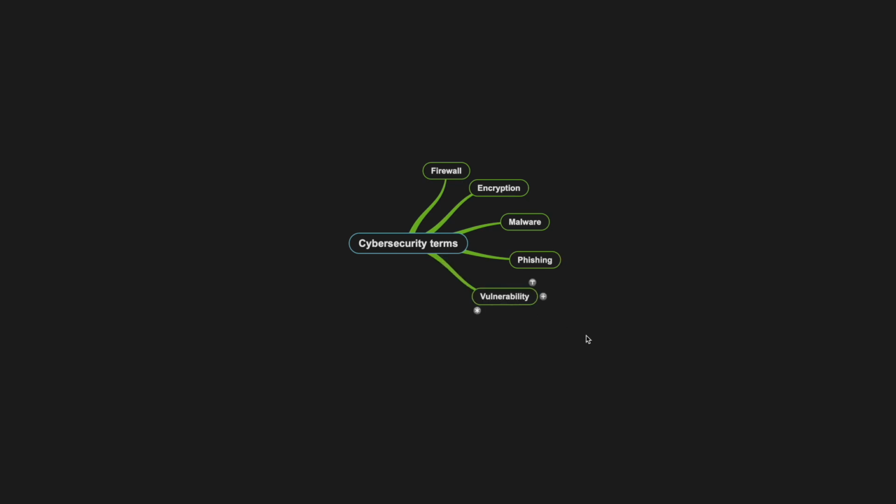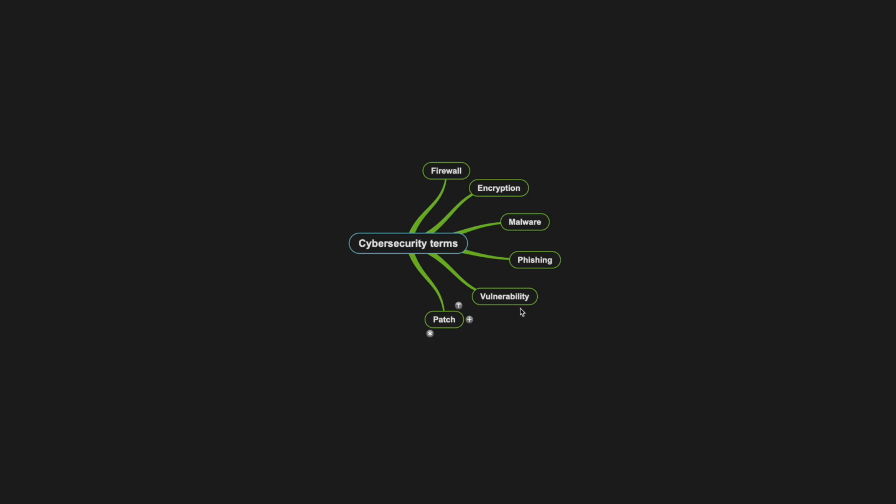Now, let's talk about vulnerability. A vulnerability is a weakness or flaw in software, hardware, or network systems that can be exploited by attackers to compromise security. It is essential to identify and patch vulnerabilities to prevent exploitation.